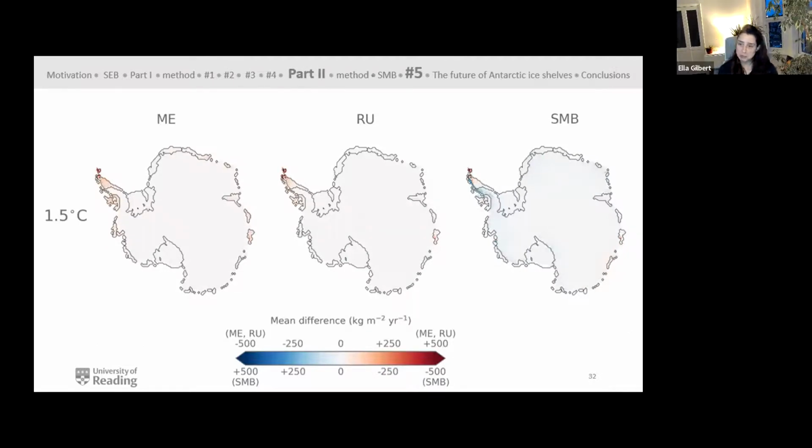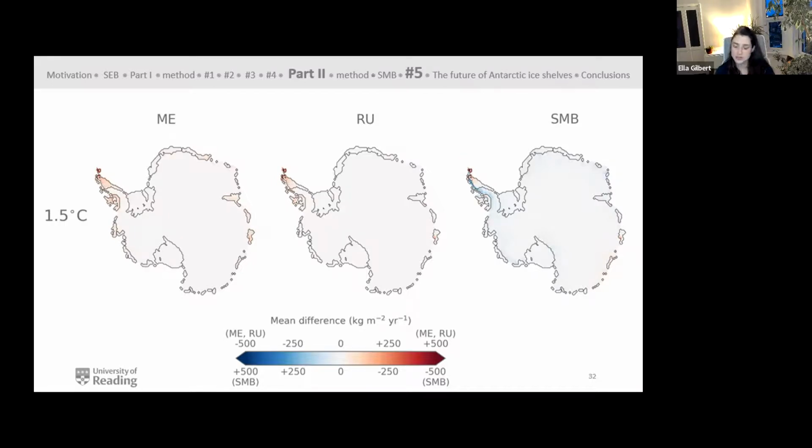So this is some of the first results, and these are maps that show you melt, runoff, and the total surface mass balance difference from the historical period from 1980 to 2009 at 1.5 degrees Celsius. The blue colors for melt and runoff are negative or decreases, and the reds are an increase for melt and runoff, and then the opposite is true for surface mass balance. So the blues are gaining mass and the reds are losing mass, or differences rather.